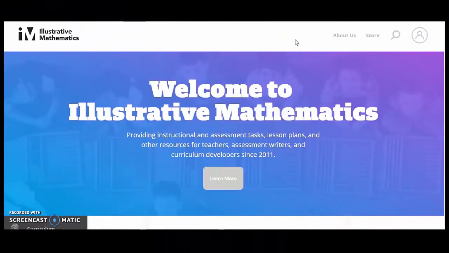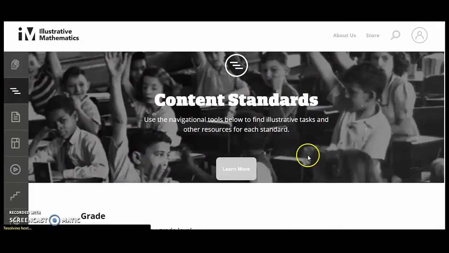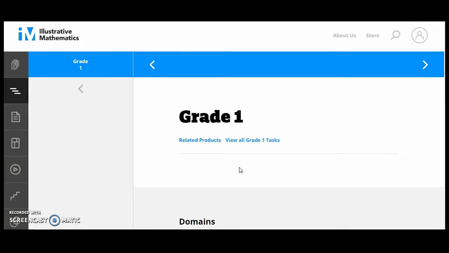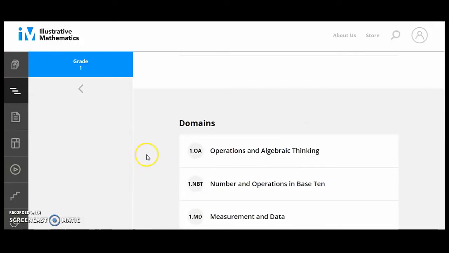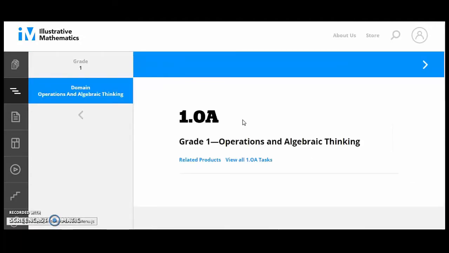One way to address the rigor with this particular standard is by turning your attention to an online resource. Please type in www.illustrativemathematics.org. Once you reach this web page, you will be directed to this home site. In order to find the particular instructional activity that I want you to work with, please scroll down and click Content Standards on your left-hand side. Once there, please go include first grade. When you reach the first grade content standards, you'll see that they're outlined into domains. We'll be working with operations and algebraic thinking.